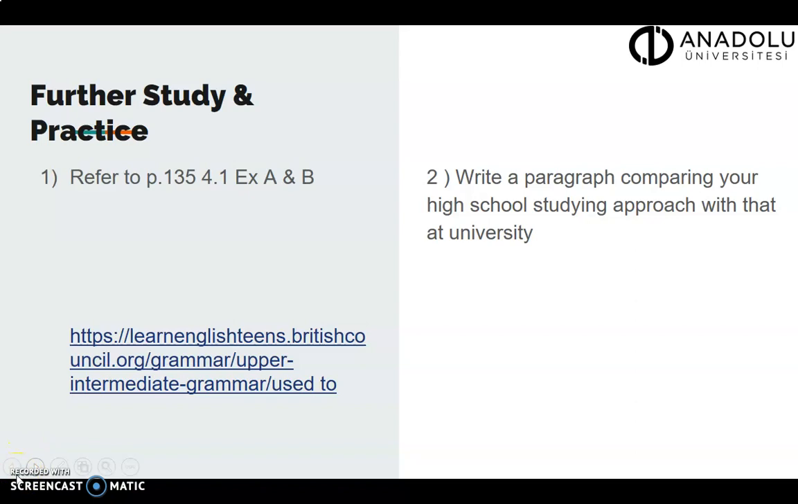Secondly, when you have a chance, write a paragraph comparing your high school studying approach with that at university. So write a short paragraph explaining and comparing your high school studying approach or technique with that at university.